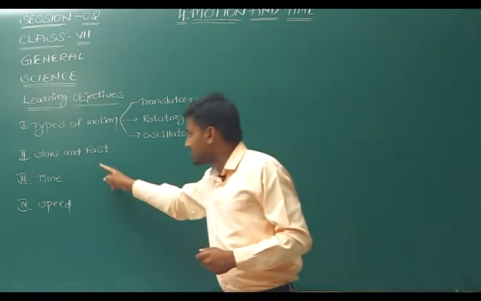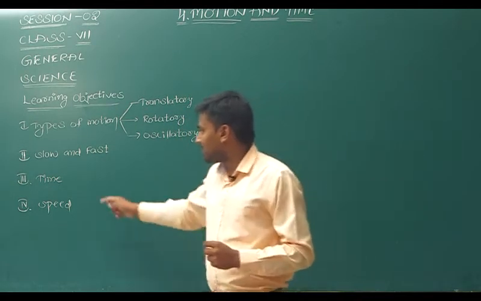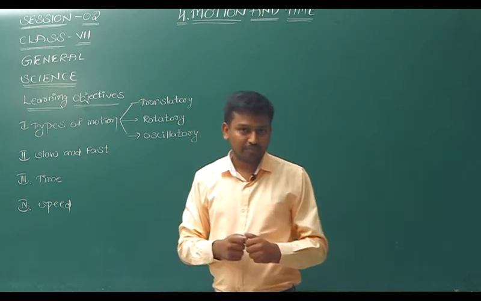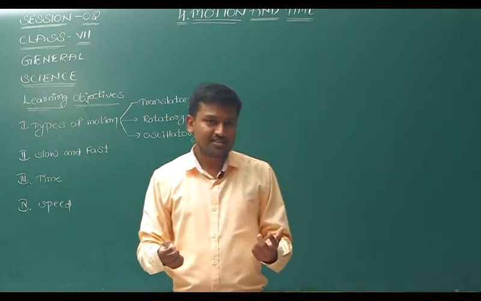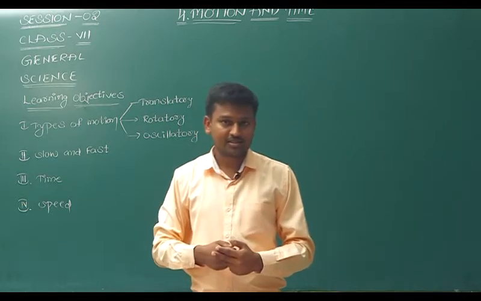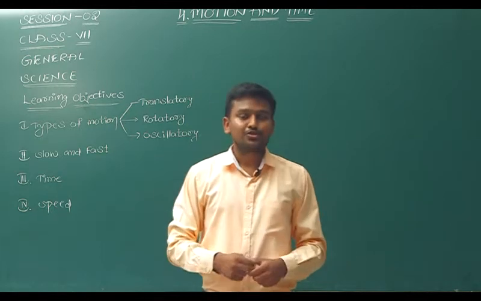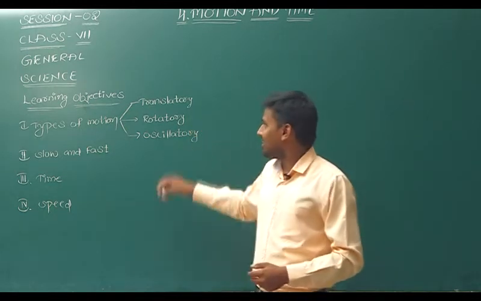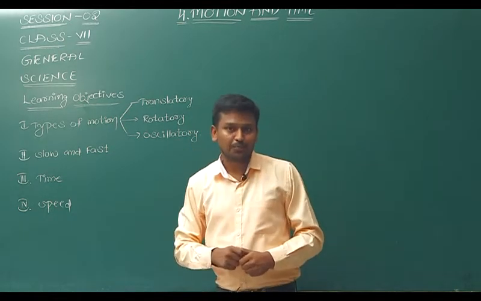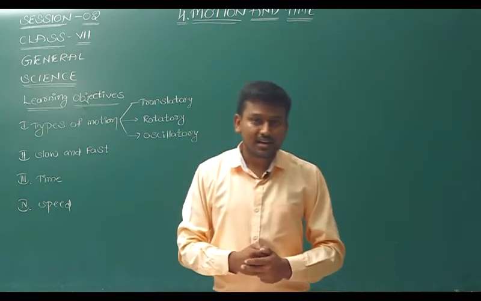And then after, we will compare slowness and fastness, and then we will see the devices that we use to measure time and what the units of time are. And then after, we will see an important topic, speed, also. So, let us get started with the first topic, that is types of motion. In that, the first one is translatory motion.